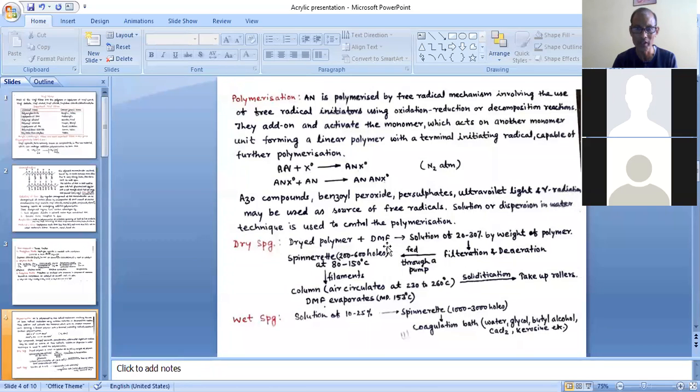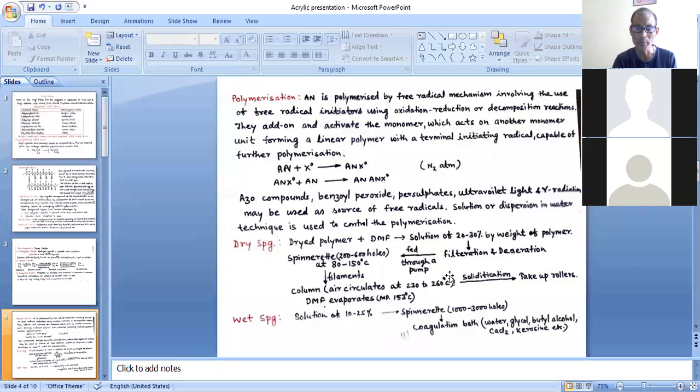which is the name of solvent. So by dissolving it into this, we are getting solution, which is having 20 to 30% weight of polymer. And then this solution is filtered and deaerated, as in the case of viscose and acetate we are doing. Similarly, here it is filtered and deaerated. Filtration is done to remove uncooked particles. Deaeration is done to remove air bubbles.